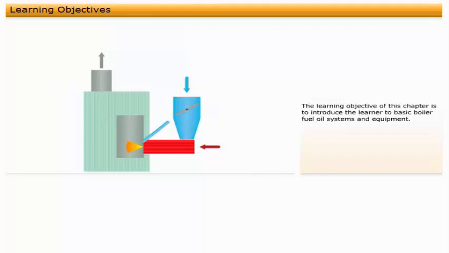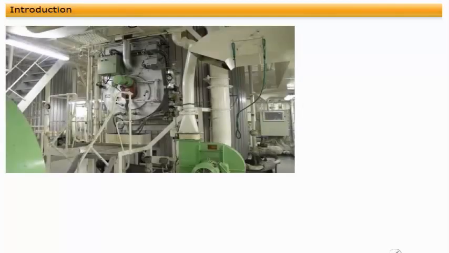The learning objective of this chapter is to introduce the learner to basic boiler fuel oil systems and equipment.